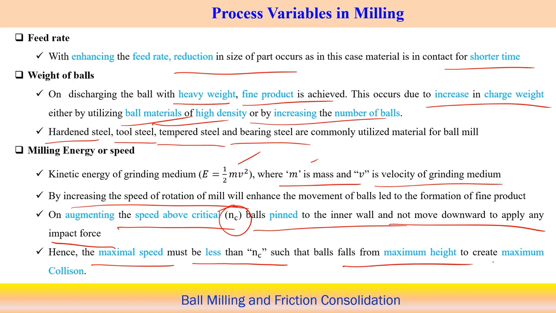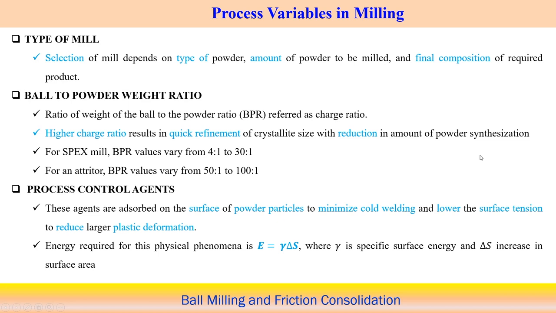In that case, there is much more space available for the movement of the balls. That means the maximum height it can achieve creates the maximum collision with the particles. So that's why we need to achieve a certain speed, so that the kinetic energy of the ball mill should be lower than the critical energy of the grinding medium.